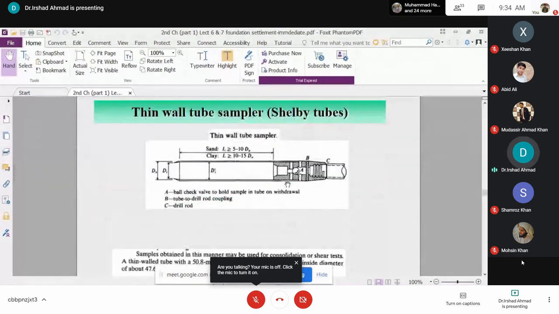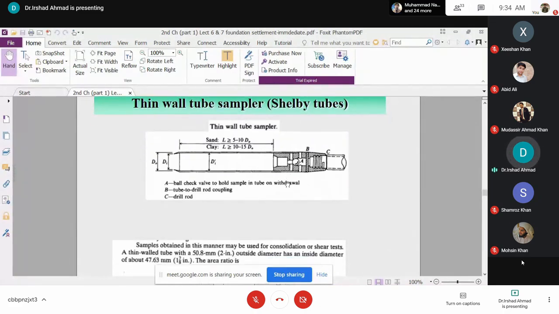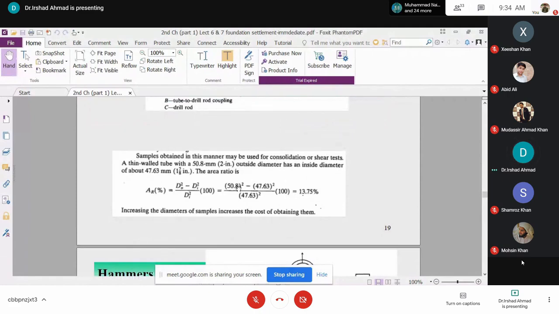Thin wall tube samplers or Shelby tube samplers are the ones that we use to get undisturbed soil samples. And let's see what the area ratio is for this. If you put the outer and inner diameter into the equation, it is 13.75%, much less than the split spoon sampler. So you can use a Shelby tube sampler with these dimensions to collect this undisturbed sample.